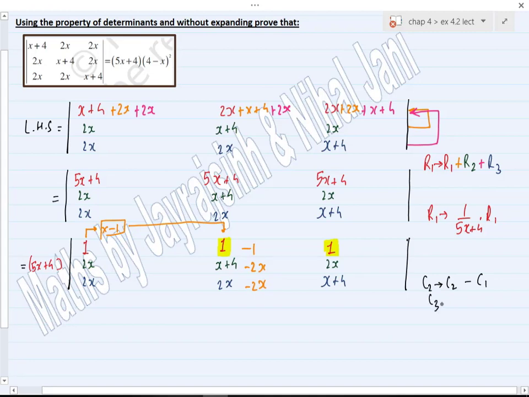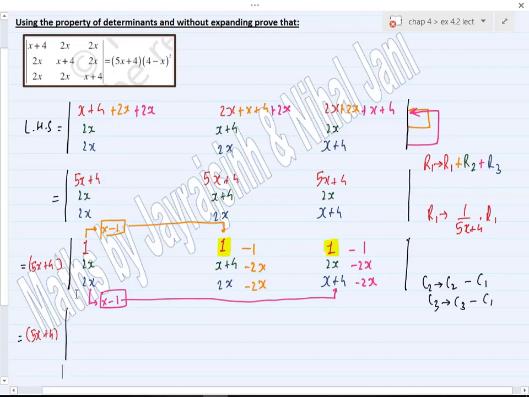Similarly, C3 gives C3 minus C1. You have to multiply minus 1 with the first column and add it to the third column. So here we'll get same quantities. 1 minus 1s are minus 1, 2x minus 1s are minus 2x, and 2x minus 1s are minus 2x. So here 5x plus 4 will remain as it is, and your first column will remain as it is.